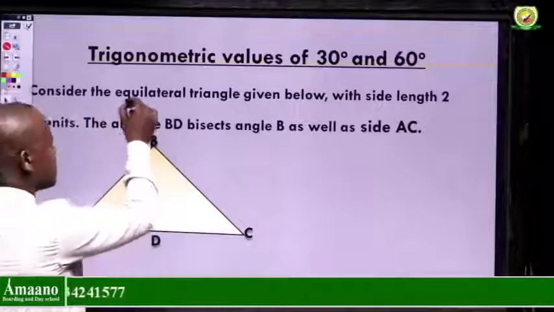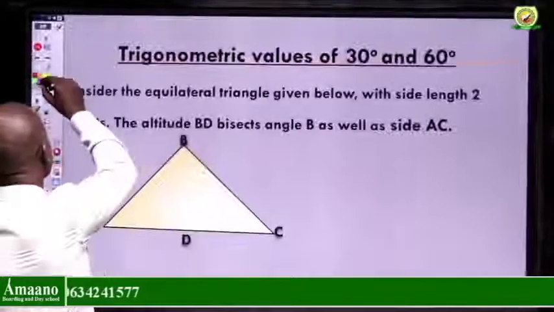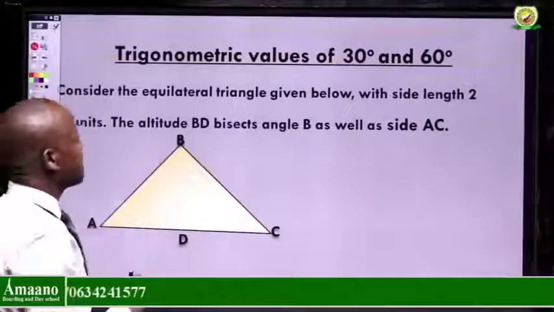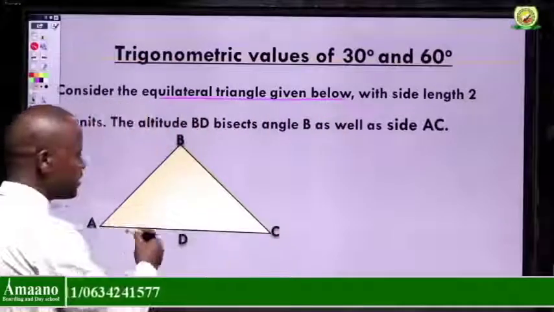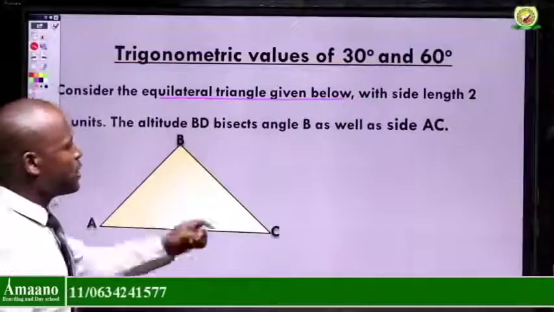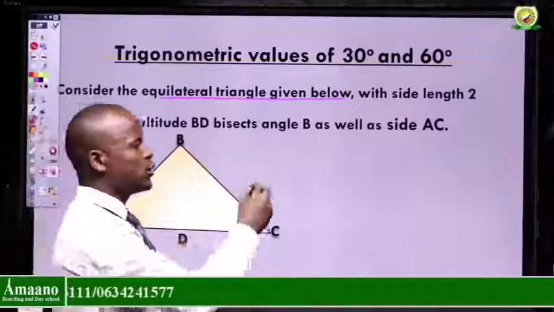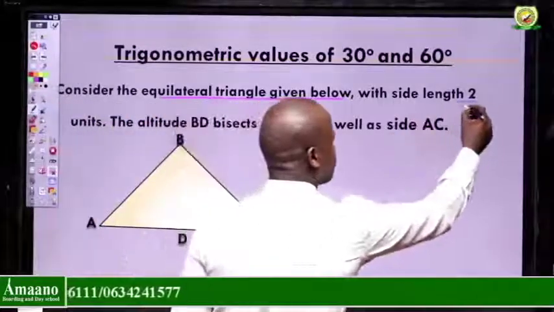Here it says consider the equilateral triangle. Consider the equilateral triangle given below. We have an equilateral triangle here. This equilateral triangle is given with side lengths of 2 units. The side length is given as 2 units.